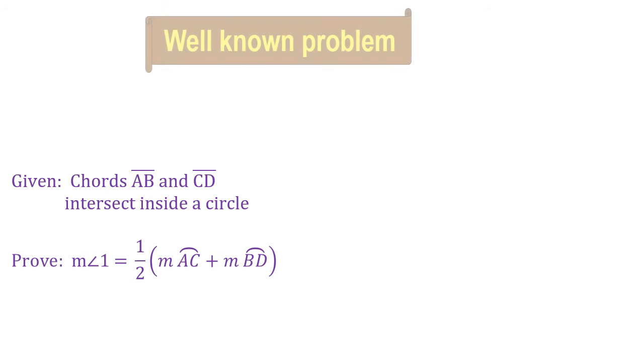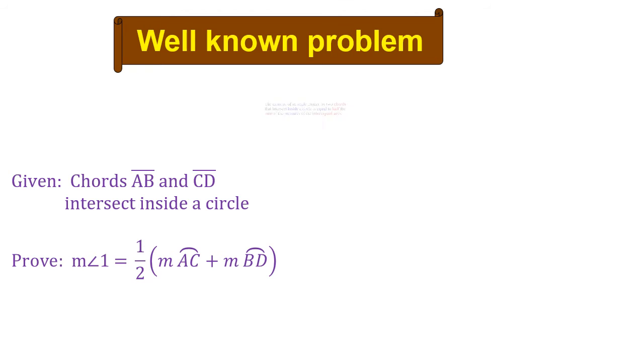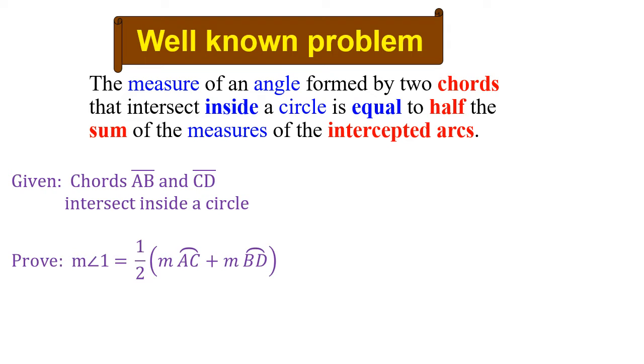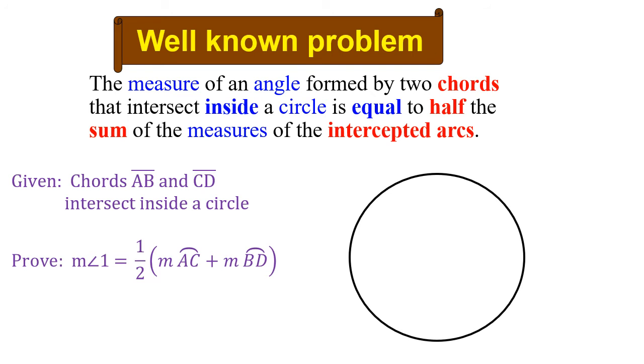Well-known problem: we want the measure of an angle formed by two chords that intersect inside a circle, which is equal to half the sum of the measures of the intercepted arcs. So this is our chord AB, and this is another chord CD. We want the measure of angle 1, which is the interior angle.